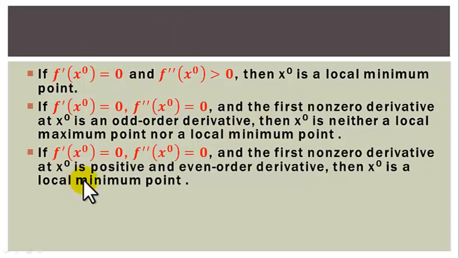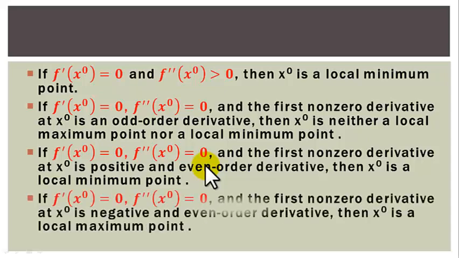If the first derivative at x0 is 0, the second derivative at x0 is 0, and the first non-zero derivative at x0 is positive, an even order derivative, then x0 is a local minimum point. If the first derivative at x0 is 0, the second derivative at x0 is 0, and the first non-zero derivative at x naught is negative and even order derivative, then x naught is a local maximum point.